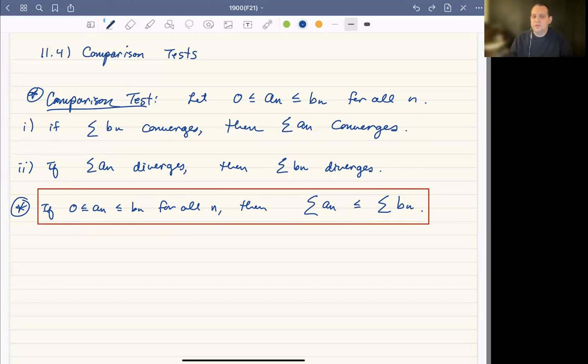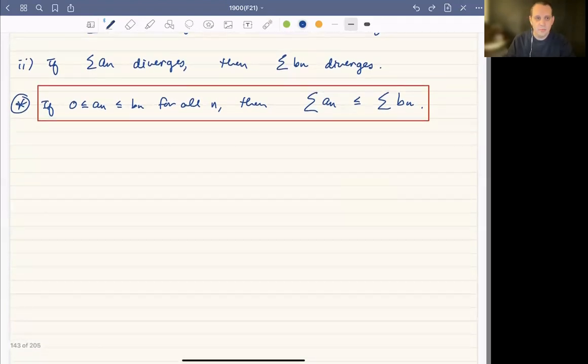Now I want to talk about some examples where we use this comparison test in places where it could come up pretty nicely. I'm going to give you three series, and we just want to figure out: do they converge or do they diverge? Then we'll move on. There's actually another set of comparison tests that I'm going to talk about at the end of the video.